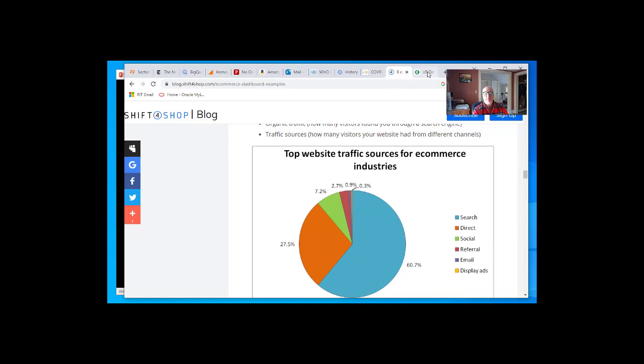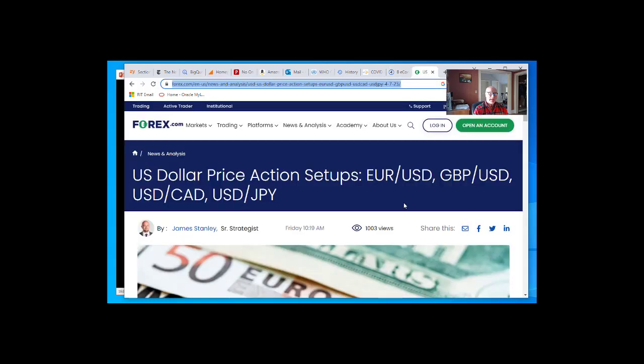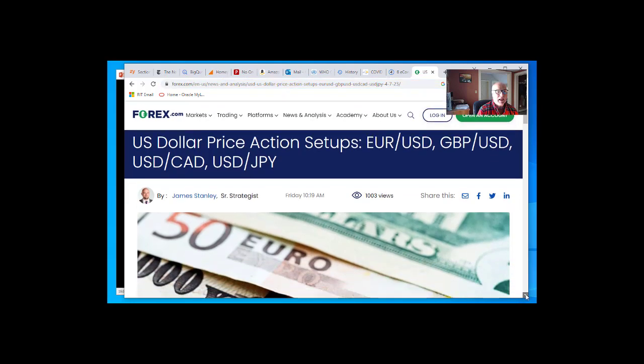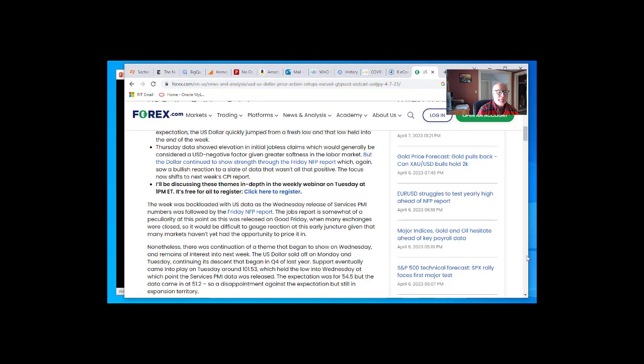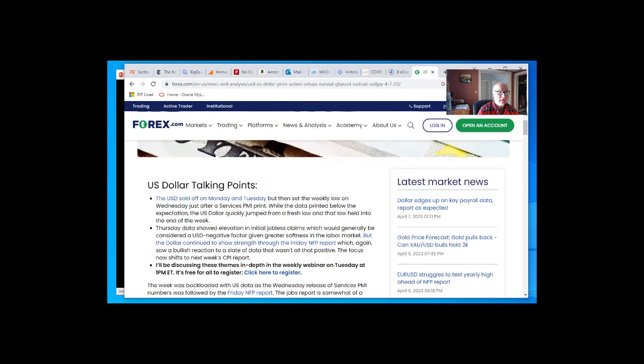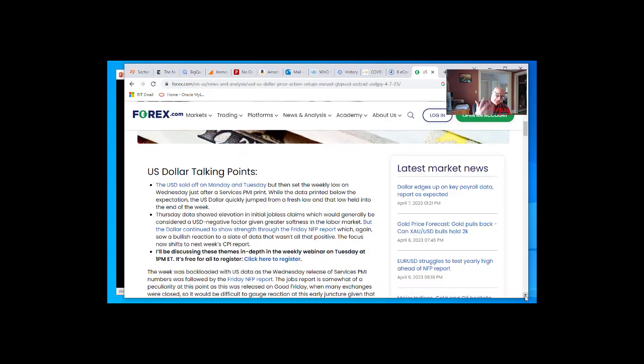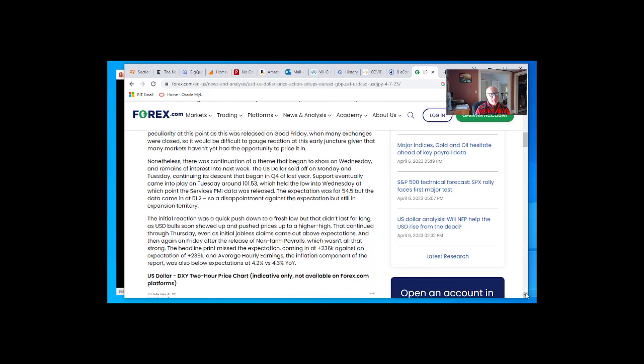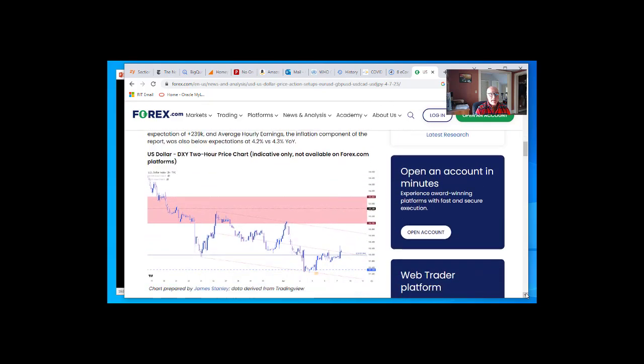Here's a good one for you. Now, here's my last example. Now, this is even more interesting, I think, because you can see this one is by James Stanley, senior strategist, blah, blah, blah. And this one is about, I jumped a little fast there. So this is about currency exchange. Well, what is this dashboard really? Well, this dashboard is a couple of things.